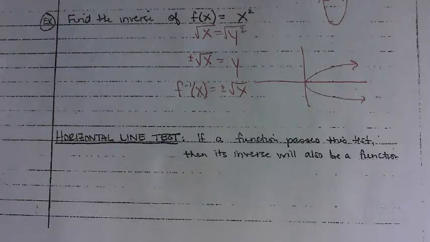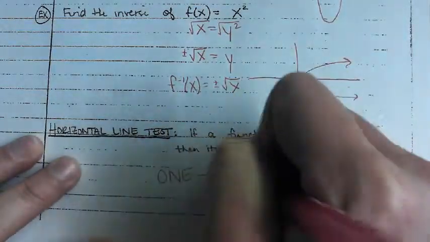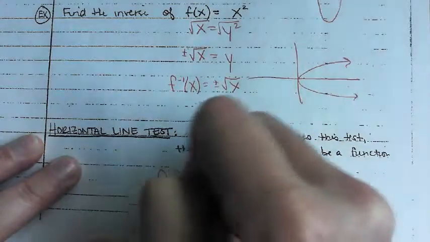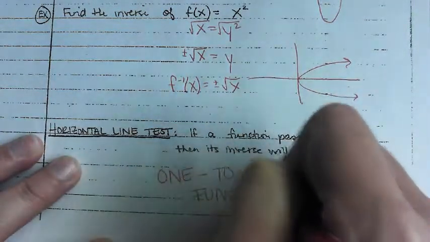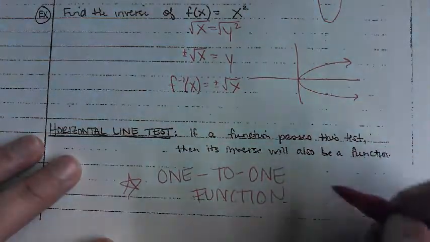But anyway. So there it is, the horizontal line test. If a function passes this test, then its inverse will also be a function. And therefore, it's called a one-to-one function, if it passes both.